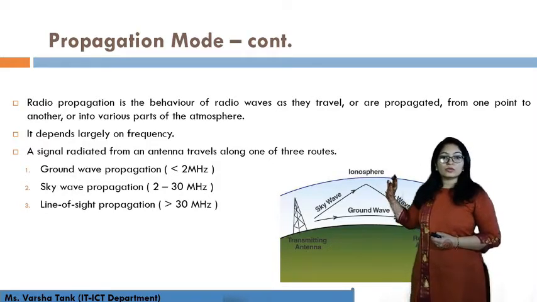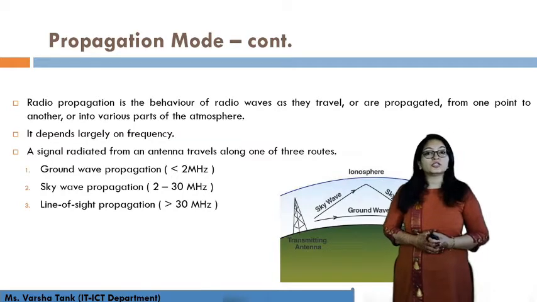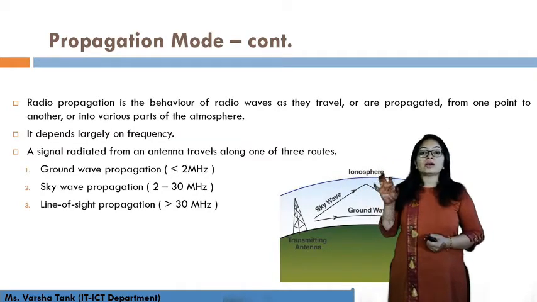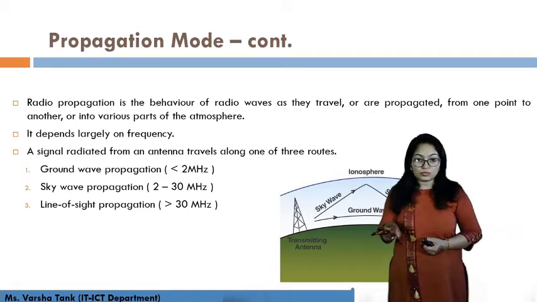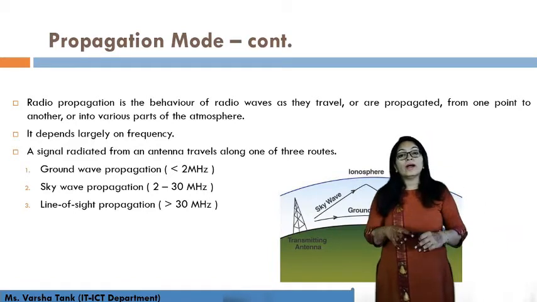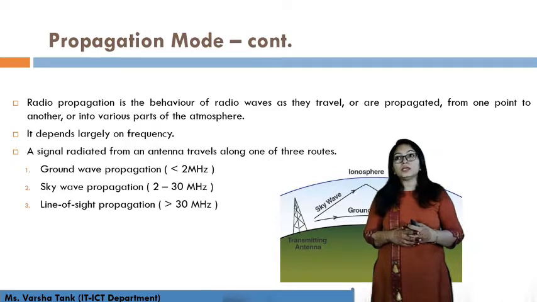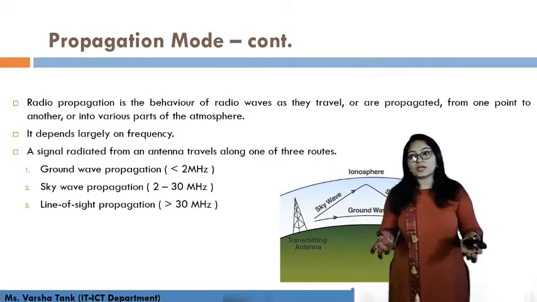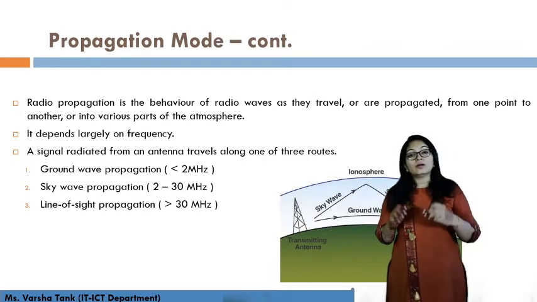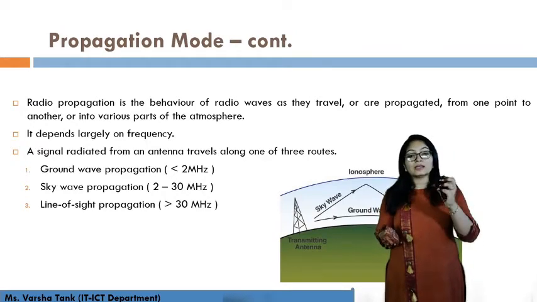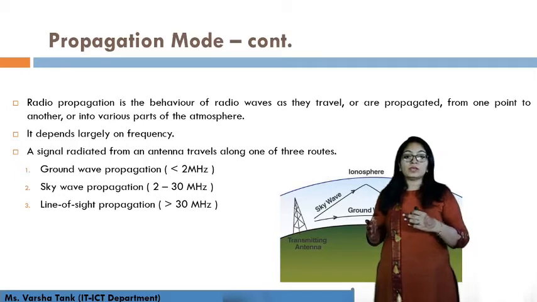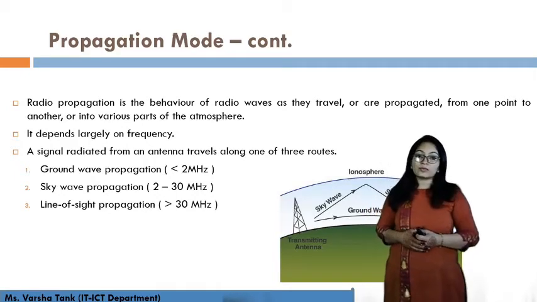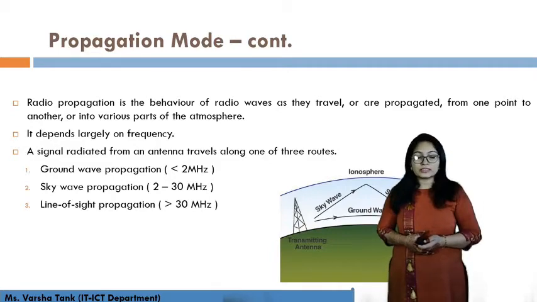Here in this figure you can see the different types of propagation modes. When the signal travels through these propagation modes, what will happen? The signal will become weaker. What types of obstacles are there, and what will be the effect if an obstacle is present in the way of the signal? That effect we will see in today's lecture.